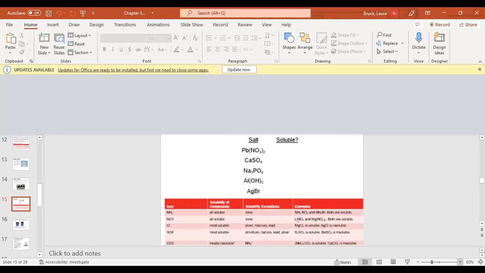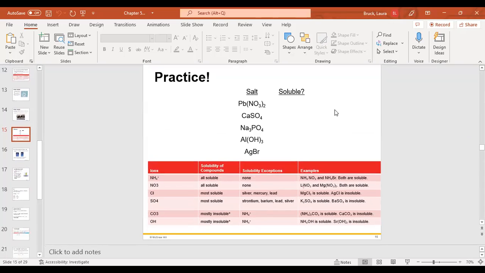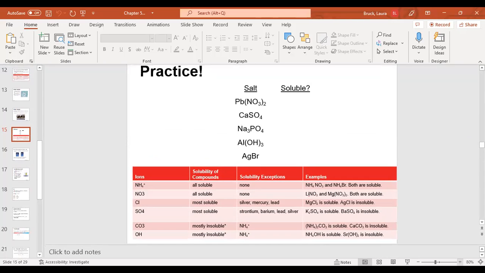Okay, so the way you do this is you look at your salt and then you look at what's in that salt, and then you look at your solubility table to figure out, is it soluble or not? So for instance, this first one is called lead(II) nitrate. So we look up either Pb in the chart or NO3 in the chart. Well, there's no Pb over here, but there is NO3, that's nitrate.